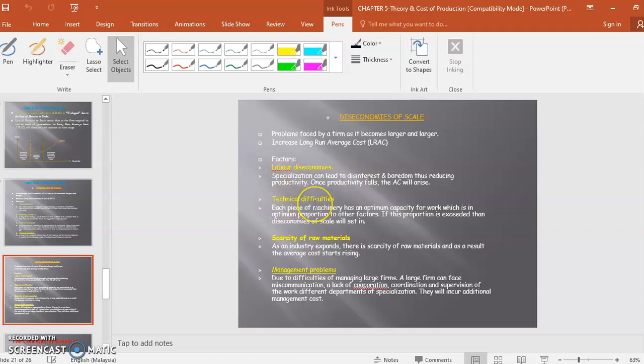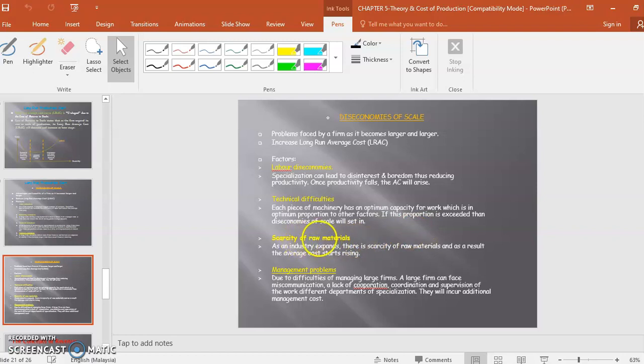Technical difficulties. Each piece of machinery has an optimum capacity for work which is in optimum proportion to other factors. If this proportion is exceeded, then diseconomies of scale will set in. Okay, so setiap machine dia pun ada dia punya optimum capacity dia lah. So dalam keadaan machine pun akan rosak kan. So itu cost kepada firm lah, perlu baiki dia, perlu repair or find a new machine lah. Okay, to replace the other machines.